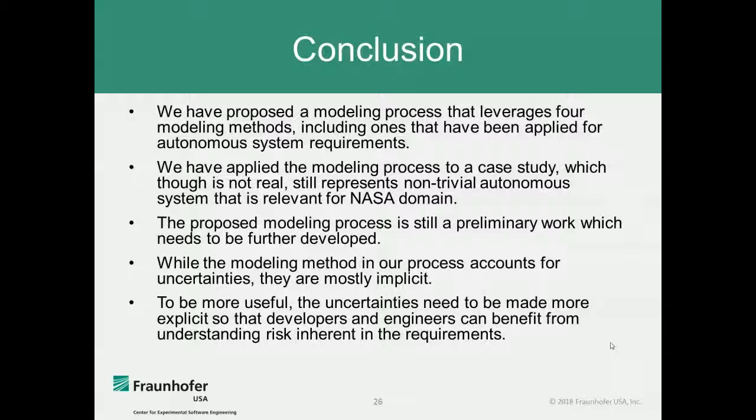Okay, so in conclusion, we proposed a modeling approach to go from the early conception of an autonomous system and apply the modeling to a case study, which is meant to be sort of a surrogate for a NASA domain system. This is still sort of early work, but we intend to continue this, expand this in another SARP project that we have in NASA.